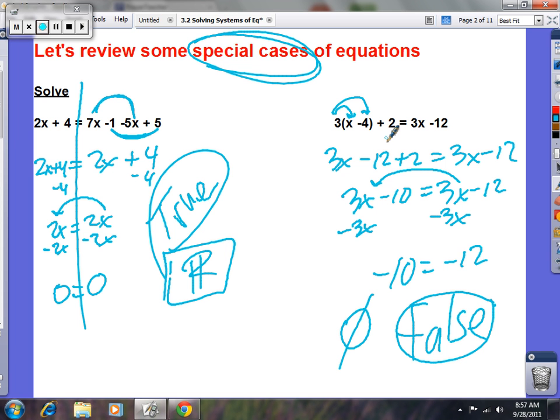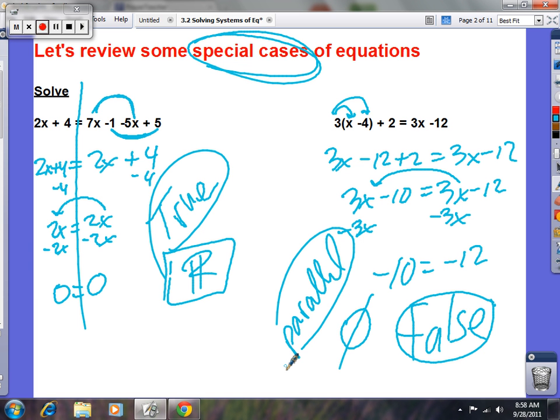Now, if you get false, Irving, or you get no solution, think of a system. What kind of lines are you looking at as far as a system? If you get no solution or you get false, what are you looking at? Ray, write it down. This guy right here is going to give you parallel lines.